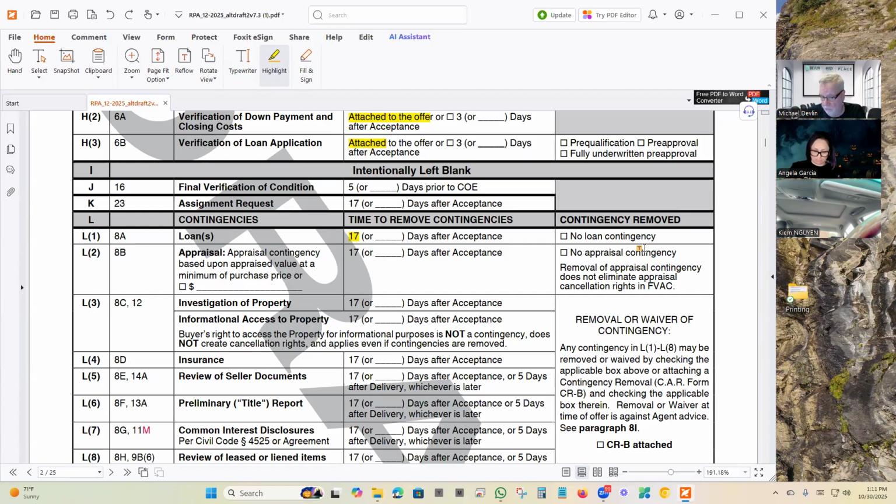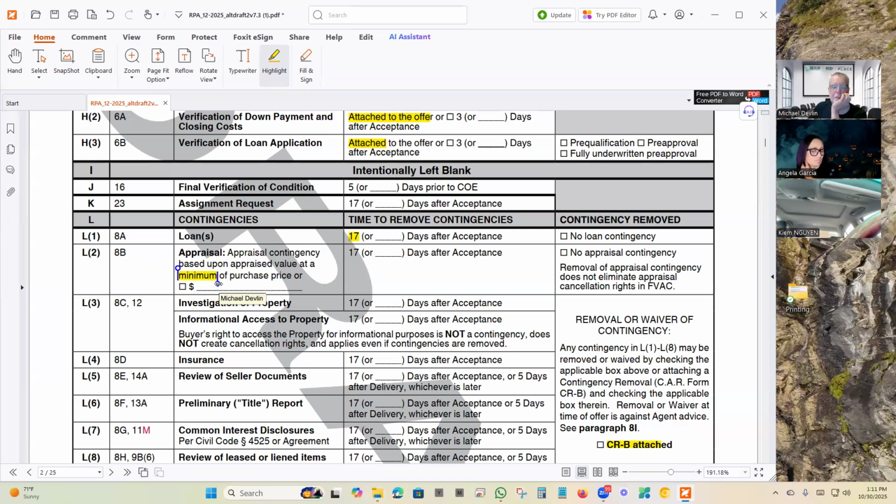That's the reason. You notice you can remove two contingencies in the RPA. One of them is loan and the other one is appraisal. But the rest of them, you're going to need to use the form down here, the C.A.R. form. No, this part here is called an appraisal gap clause.